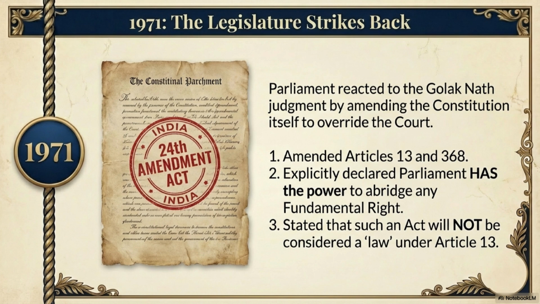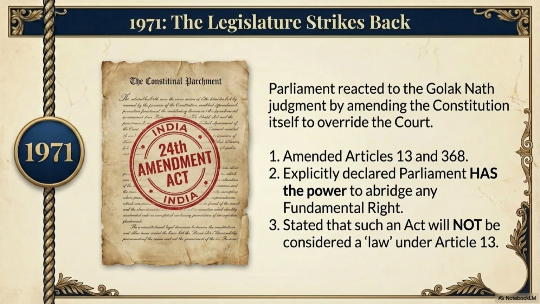The 24th Amendment Act of 1971 was a direct, aggressive reaction to the Golak Nath judgment. Parliament basically said, oh, you think the Constitution doesn't give us the power? Fine, we'll change the text of the Constitution to explicitly say we have the power. That's a bold move. They're rewriting the rule book to win the game. They amended Article 13 and Article 368, specifically to dismantle the court's argument.